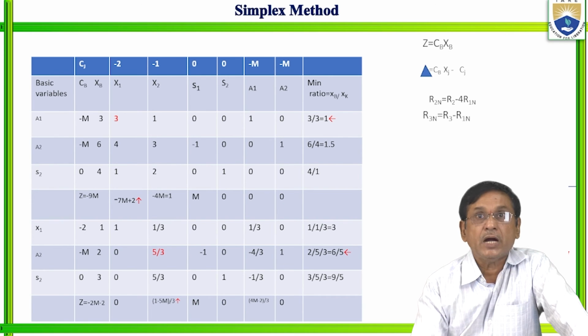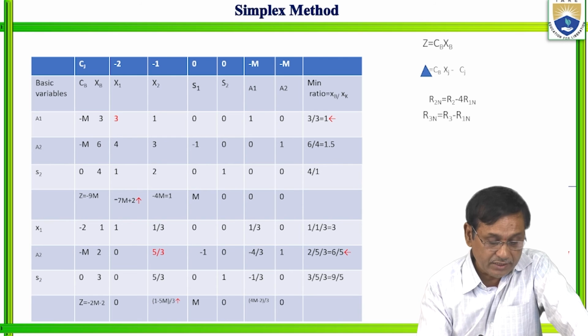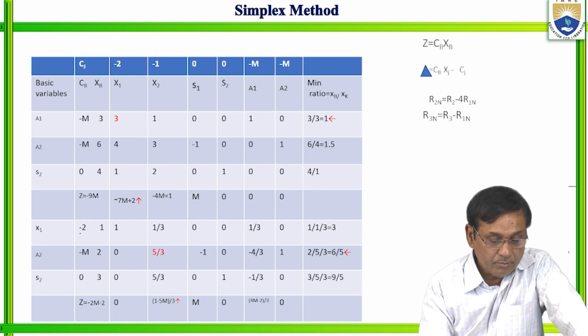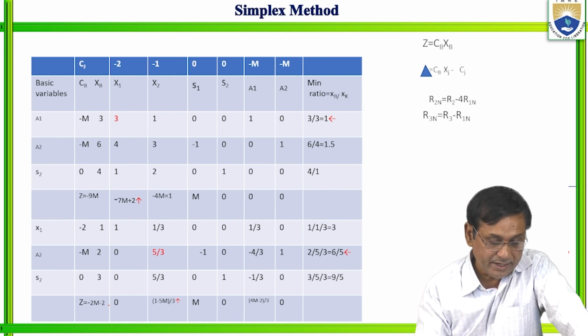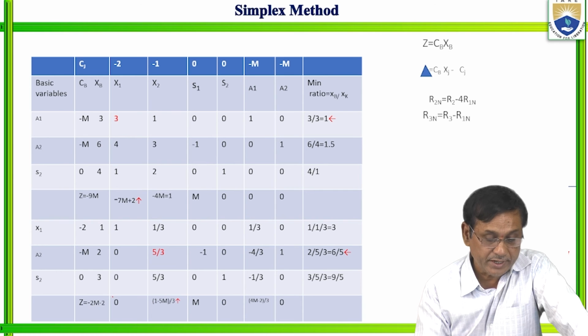Now again we have to find out the Z values and delta values. Now you see here, minus 2 into 1 is minus 2, minus M into 2 is minus 2M. So minus 2M minus 2. So now it is modified. You can see initially Z is equal to minus 9M. Now Z is equal to minus 2M minus 2.